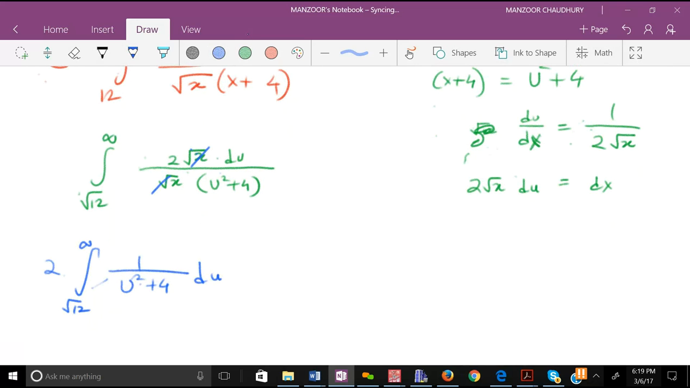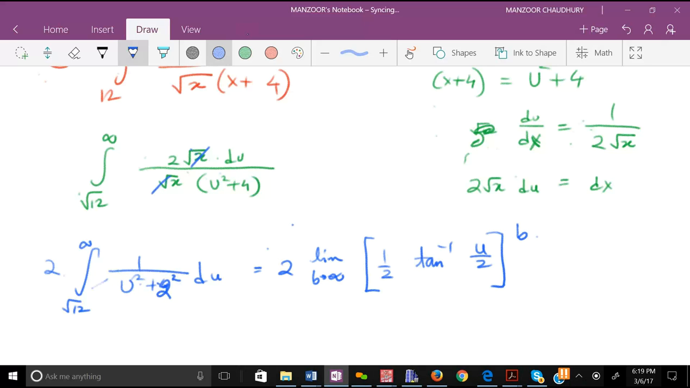And then you can do u squared plus 4. You can write 4 as 2 squared, so you can use the tan negative one thing. When you integrate that, there's an infinity. What I'll do is leave the 2 outside and set a limit, b going to infinity, and I will have 1/2 tangent to the negative 1 of u over 2, with b on top and square root of 12 at the bottom.